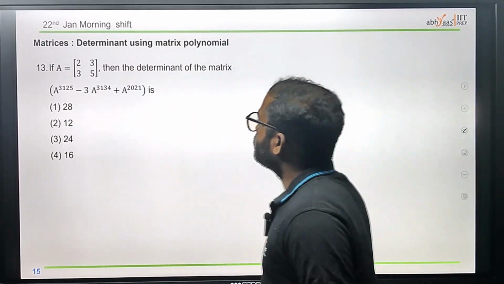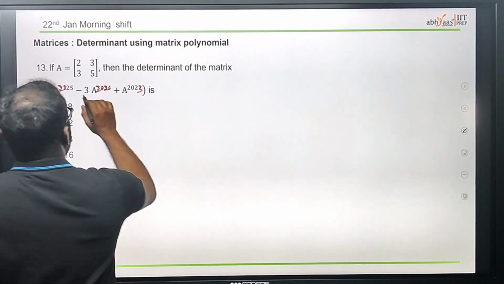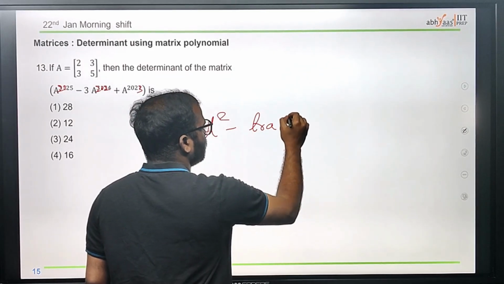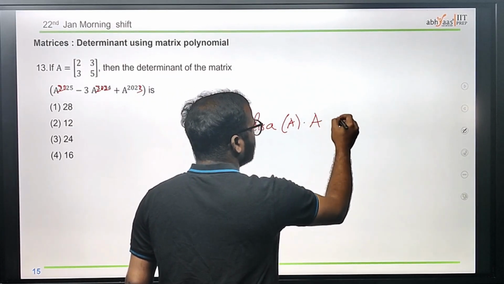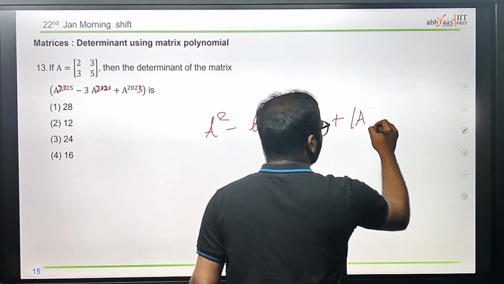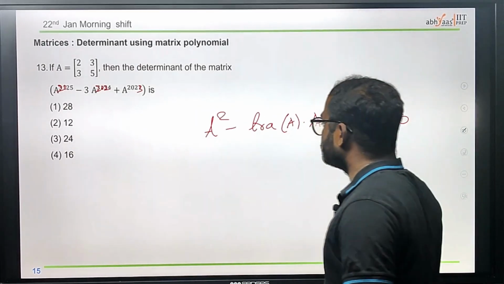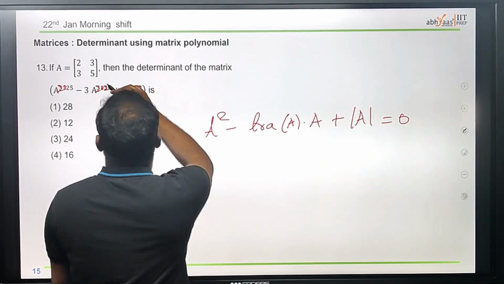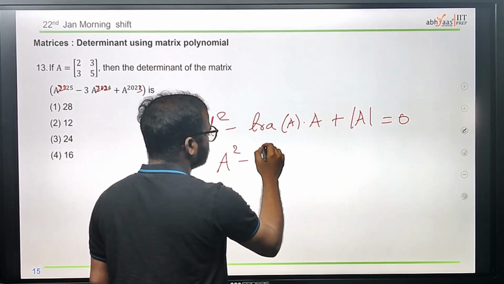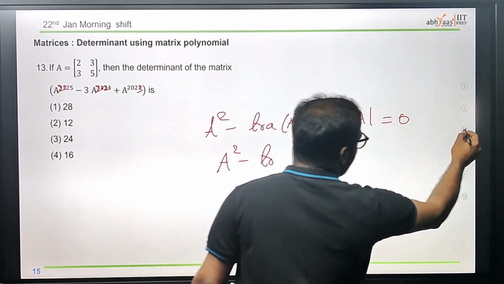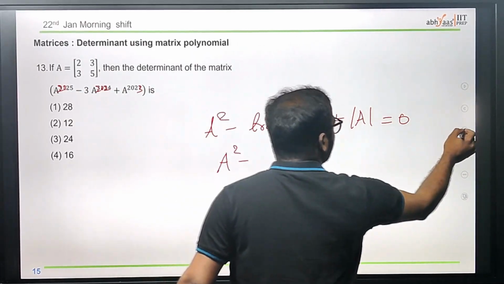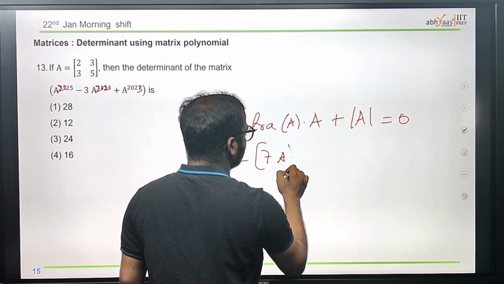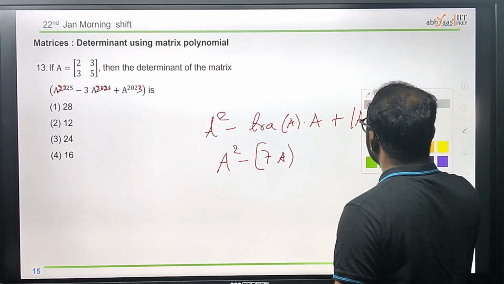Now coming to the next question on the basis of matrices. If you observe here, we can use the characteristic equation, which is a square minus trace a into a, plus determinant of a, which is equal to 0. By using this polynomial equation, which is the characteristic polynomial, which is only useful for a 2 by 2 matrix. Just use the matrix given, which is a square minus what we have in the trace. We have the trace as 7.